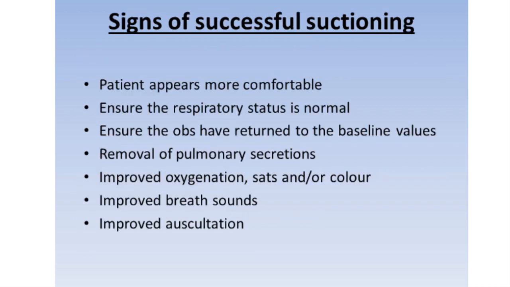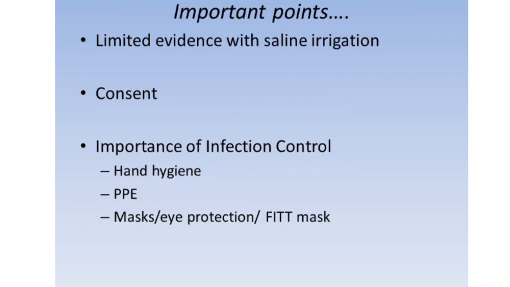So signs of successful suctioning then: the patient appears more comfortable, ensure the respiratory status is normal, ensure the obs have returned to the baseline values, removal of pulmonary secretions, improved oxygenation stats and/or colour, improved breath sounds and improved auscultation. Okay, so just to say about modifications of treatment then: if your secretions aren't clear, consider increasing your catheter size or increase the pressure, but this should be proceeded with caution. Repeated suction trauma, consider NP airway, try other nostril or decrease your catheter size.